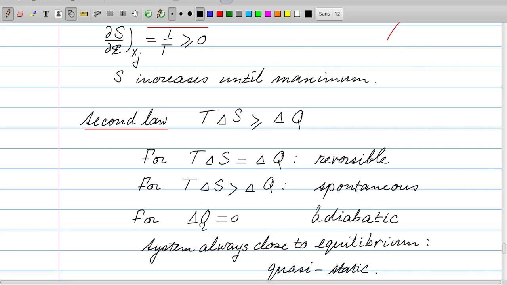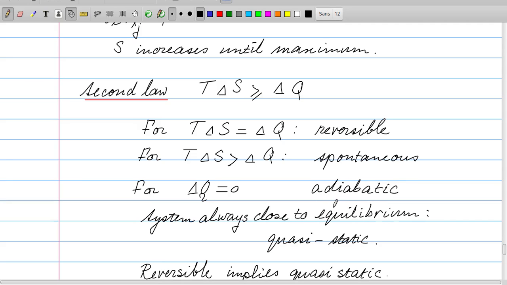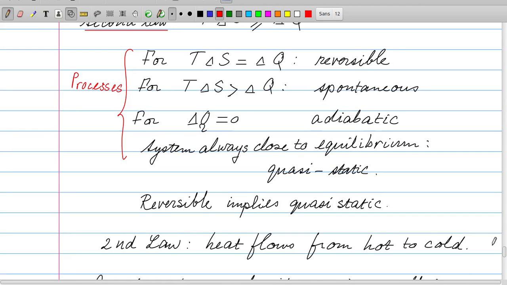If there's no heat supplied to the system and there's no heat extracted from the system, then the process is called adiabatic. And if the system is, during a change, always close to its equilibrium state, then we call it quasi-static. So all these qualifications here pertain to processes where we change something in the system. If a process is reversible, then it also should proceed very slowly, and that implies that the system is quasi-static, because a quasi-static process assumes that the system is always very close to equilibrium.